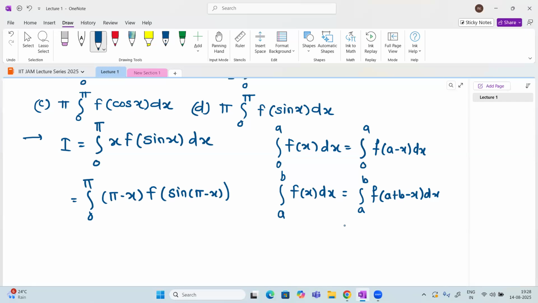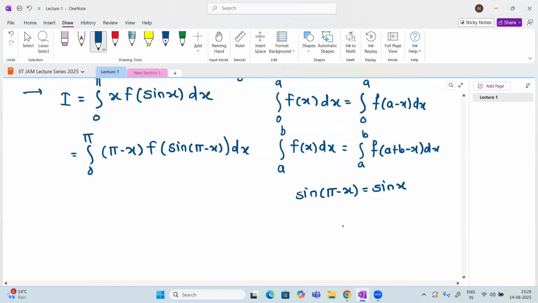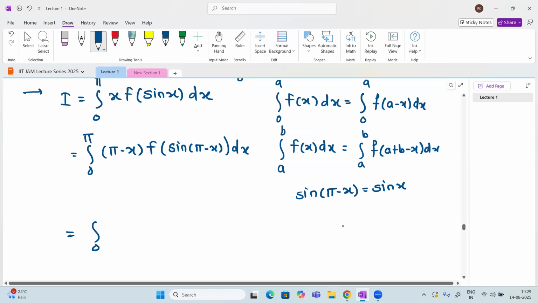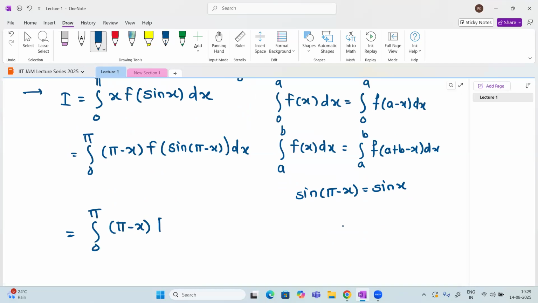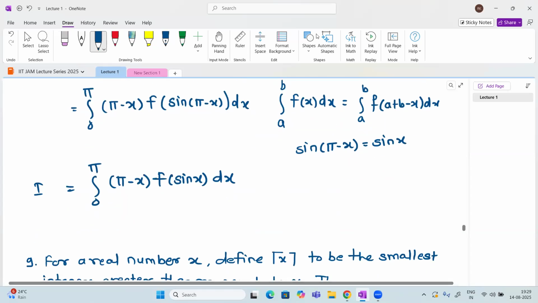So Akash, you know the value of sine of pi minus x? What is its value? It again becomes sine x. Sine x, very good. So this is equal to the integral from 0 to pi of pi minus x times f of sine x. Okay. So now what will I do? I will split this integration. I want some more space.